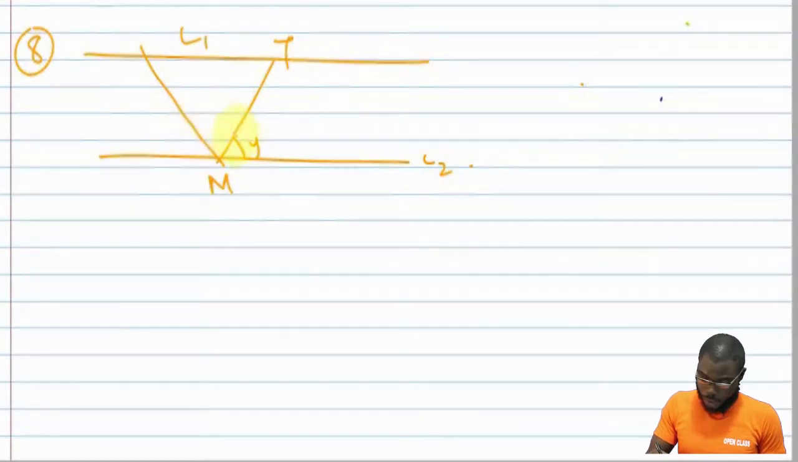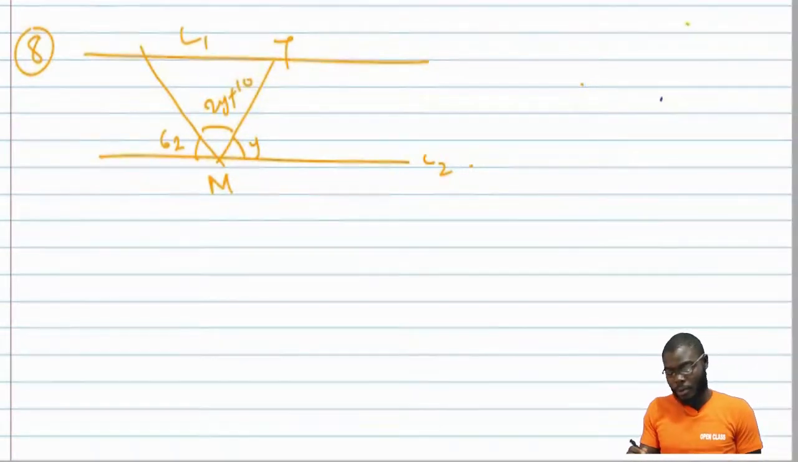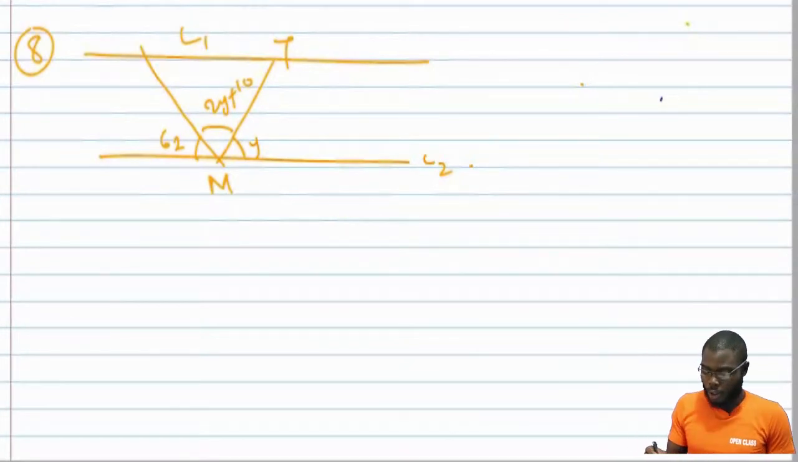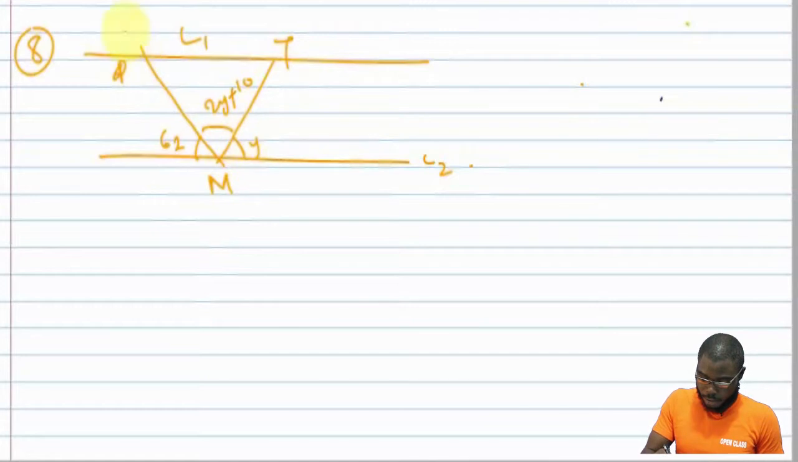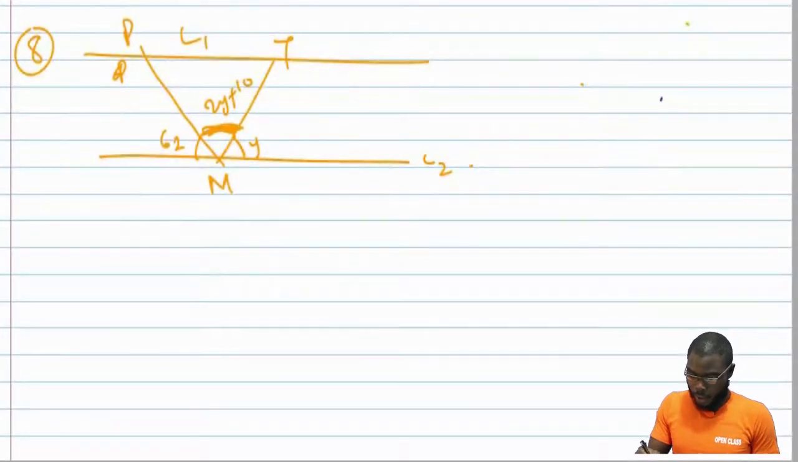And then we are given this to be equal to 62, and this to be equal to 2y plus 10. Okay. This is pretty straightforward. What we are looking for is, this is P right here. So we're looking for angle PMT, which is this. We're looking for the 2y plus 10 angle. All right. So what we're just going to use is angle on a straight line equals 180 degrees.